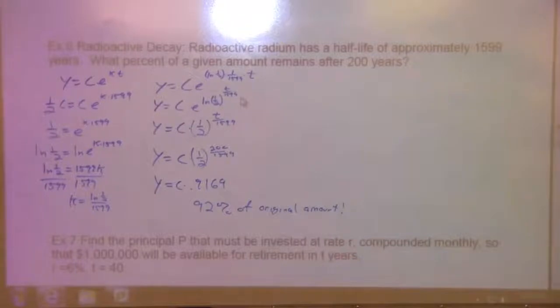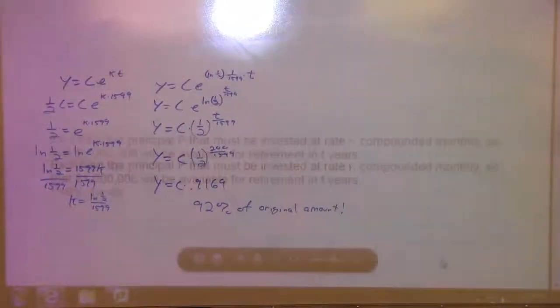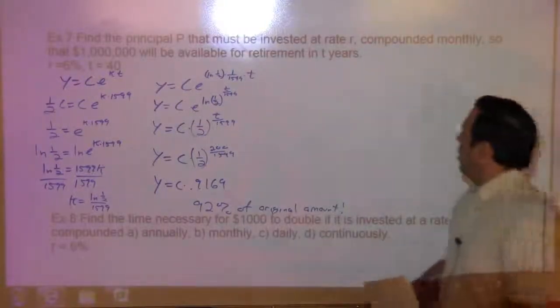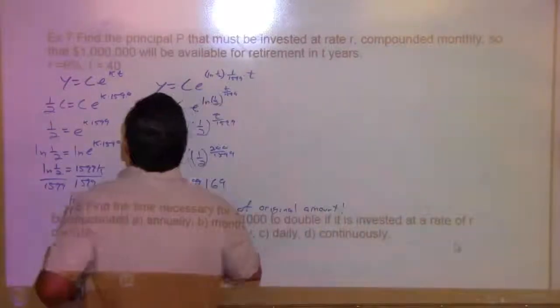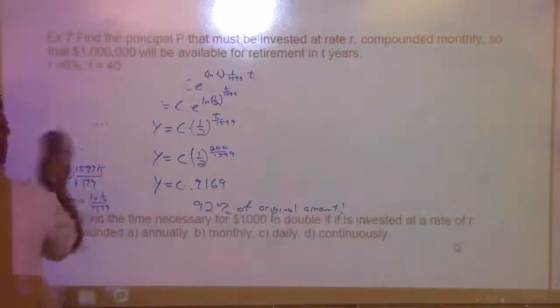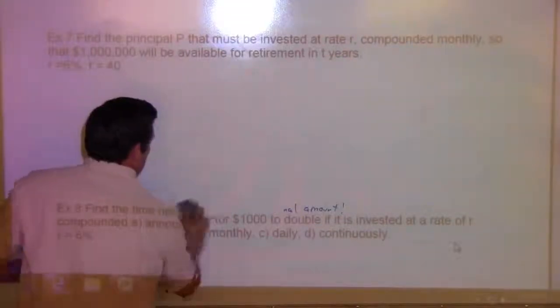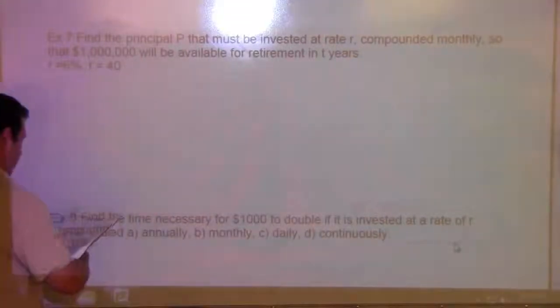We'll go on to example 7. It says find the principal P that must be invested at rate R, compounded monthly, so that $1 million will be available for retirement in T years. So R equals 6 and T equals 40.